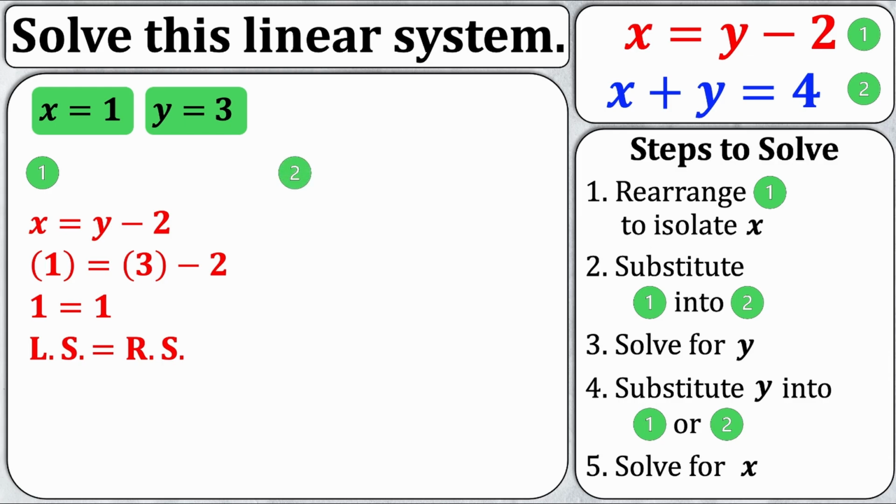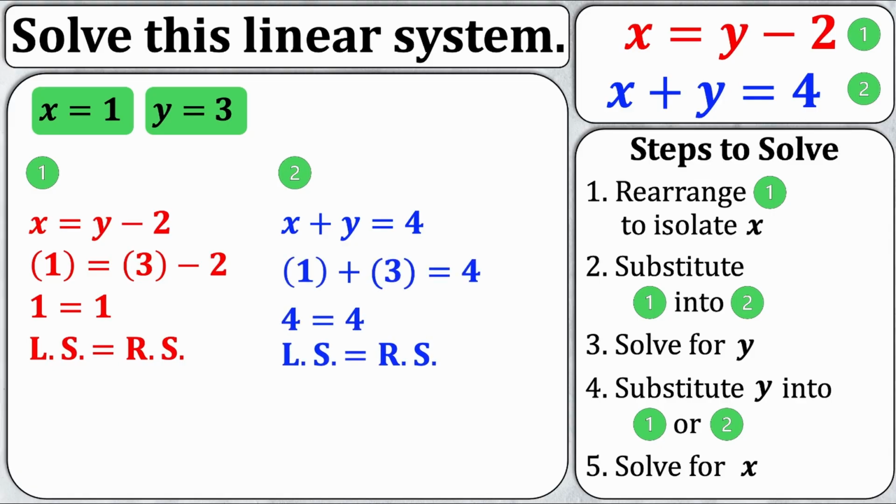What about equation 2? Equation 2 is x plus y equals 4. If I plug in 1 and 3 as my x and y, I get 1 plus 3 equals 4, and then 4 equals 4, left side equals right side, and therefore I've verified that the solution is in fact x equals 1 and y equals 3.